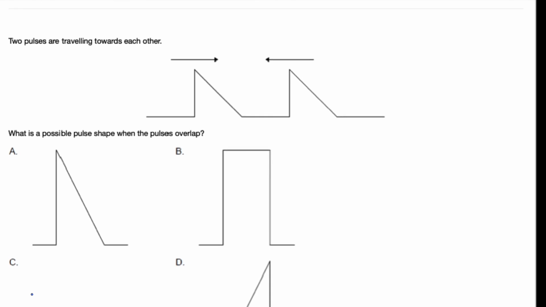Two pulses are traveling towards each other. What is the possible pulse shape when the pulses overlap? So it's going to be A, right?